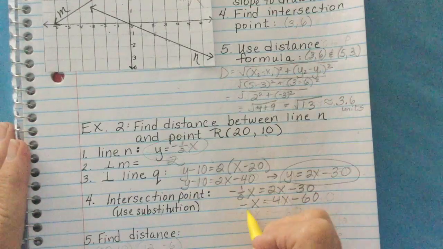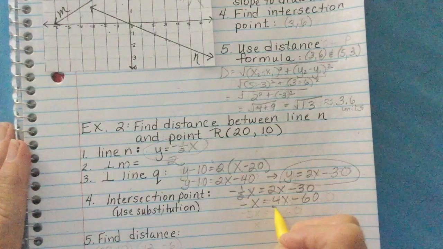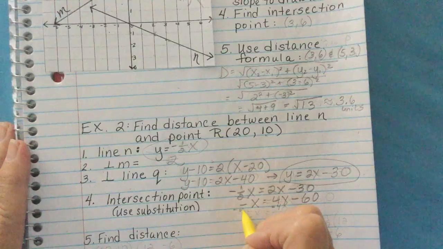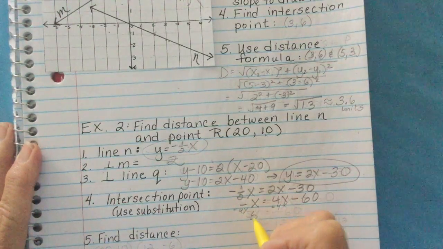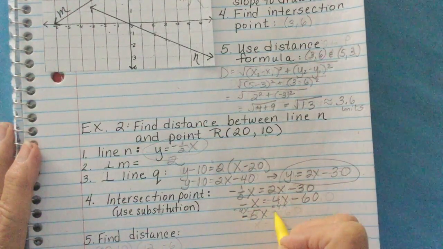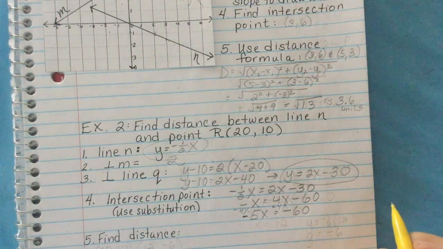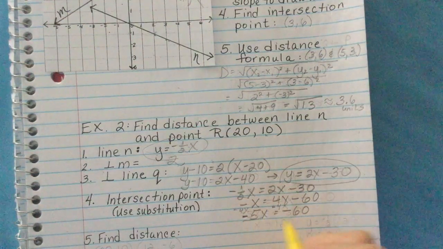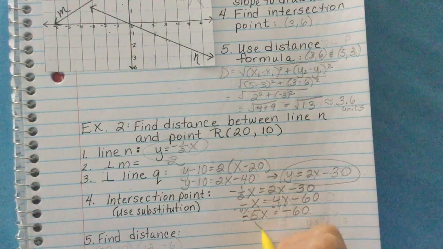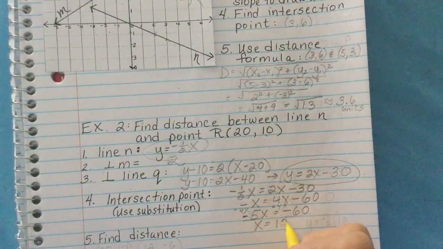And then I'm going to get x on one side by subtracting 4x from this side and subtracting 4x from this side. That will give me negative 5x, and that leaves me with negative 60. So the last thing we have to do is divide both sides by negative 5. When I do that, I get x equals 12.